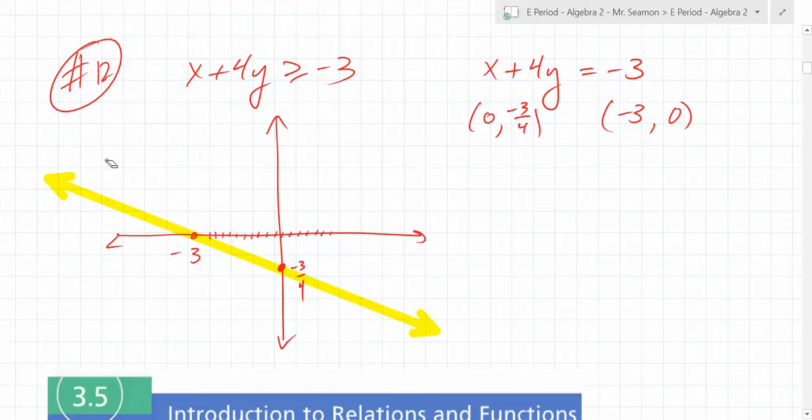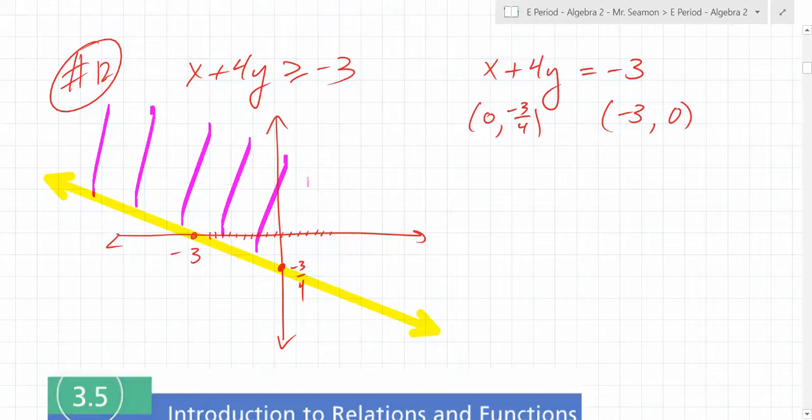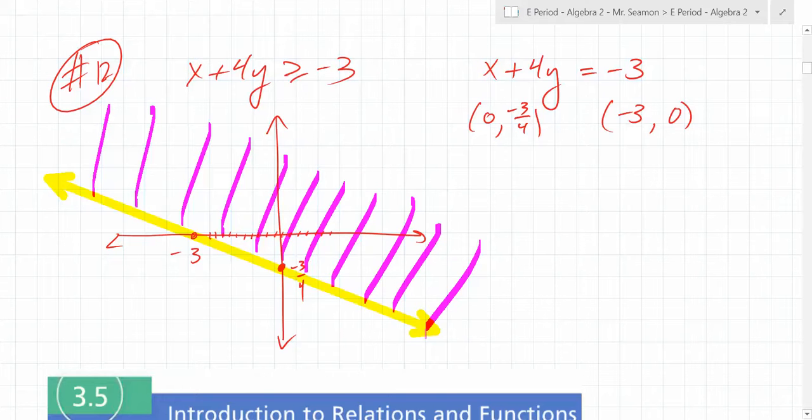Oh, I want to get a different color. You guys have infinite amounts of color. Use them. Hey, there it is. Okay, put everything away except a pencil, please.